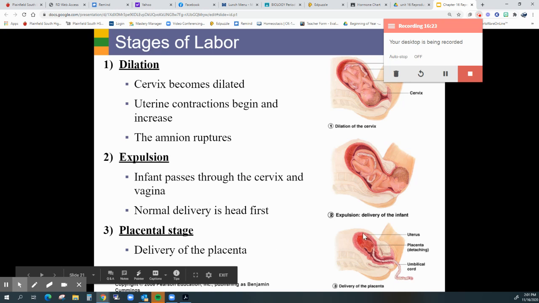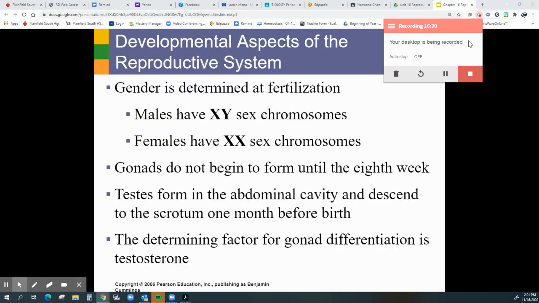Okay, the last step is the placental stage, and this is simply just the delivery of the placenta itself. It finally detaches away from the walls of the uterus and then can be expelled along with the umbilical cord.